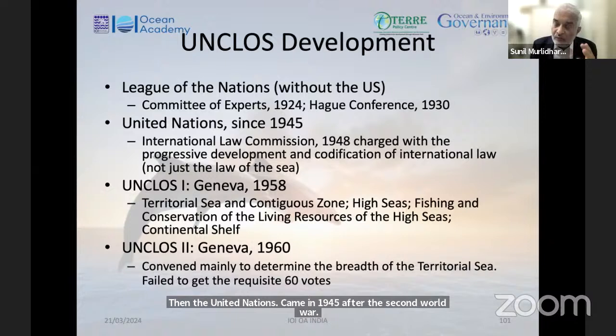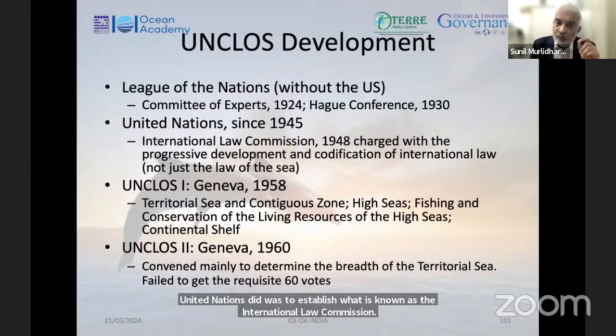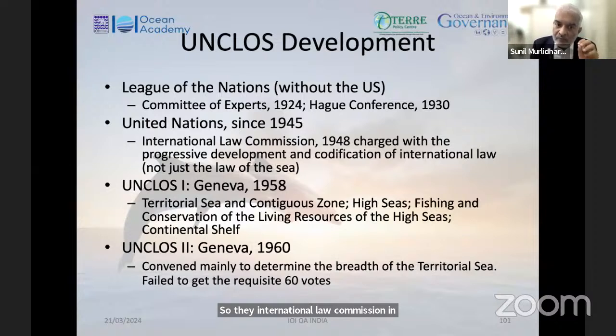One of the first things that the United Nations did was to establish what is known as the International Law Commission. The International Law Commission in 1948 was charged with the progressive development and codification of international law. Not just law of the sea or international environmental law, but public international law in general. So public international law would include humanitarian law, human rights law, criminal law, et cetera. Trade law and so on.